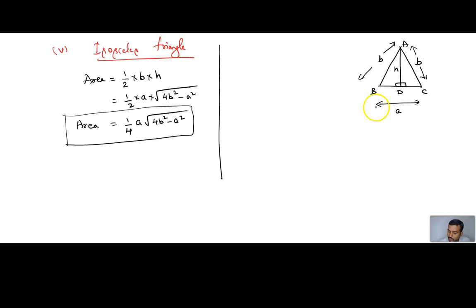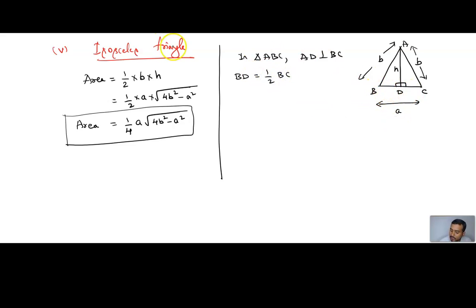Children, you can see the total value of BC is A units. So, we can write BD is half of BC, or DC is half of BC. Here, let me take any one side triangle. In triangle ABC, we know that AD is perpendicular to BC. Now, what will be the value of BD? BD will be half of BC.